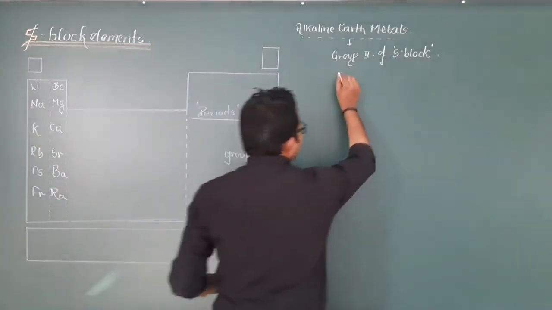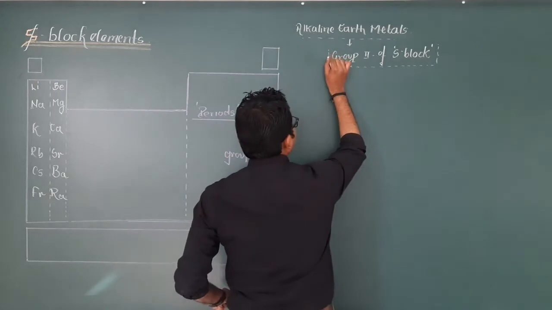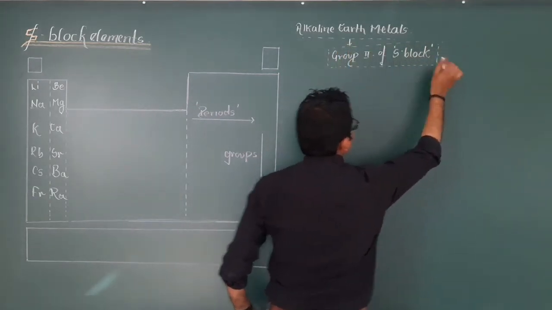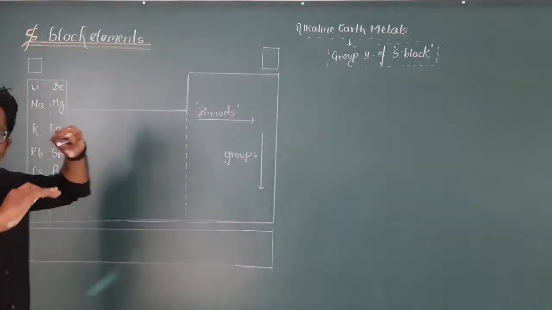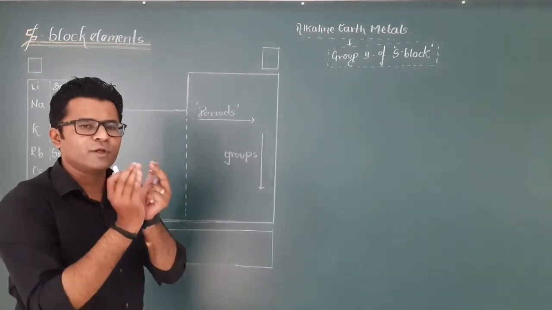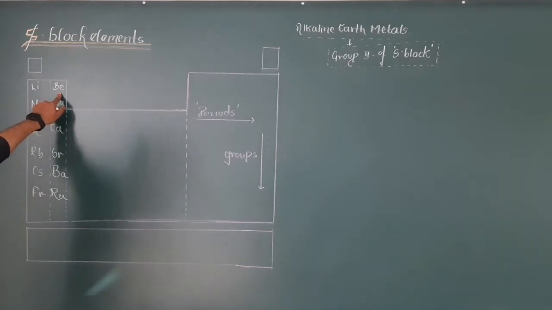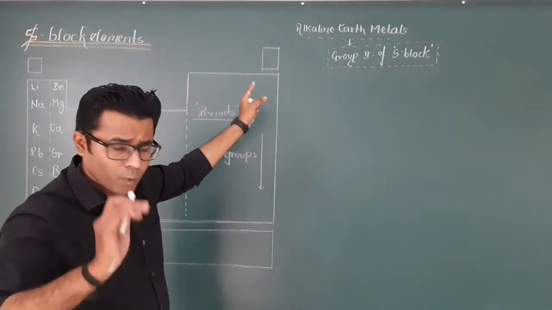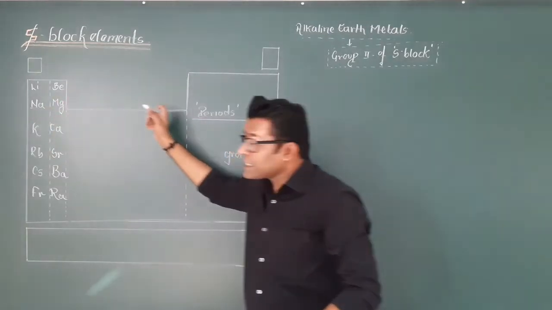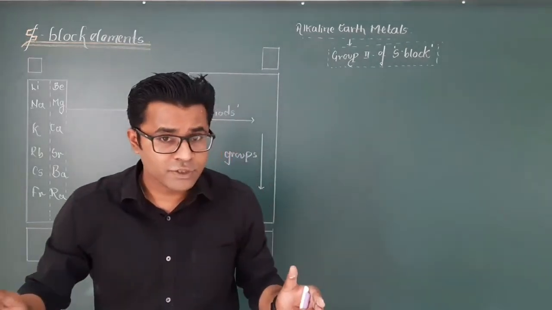Now as we start with this group number 2 of S block elements, we'll start with the first one, and that is beryllium. Again, beryllium falls under a lot of exceptional cases because of its smaller size. Because of its smaller size, it tends to show properties equivalent to that of aluminium, and therefore it shows diagonal relationship.